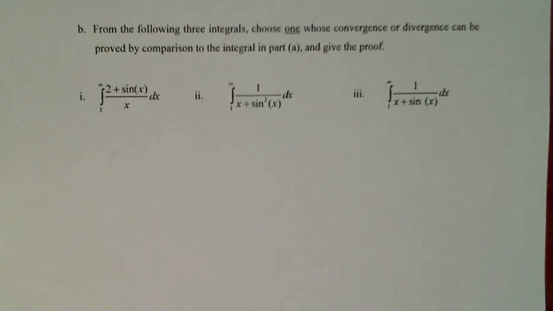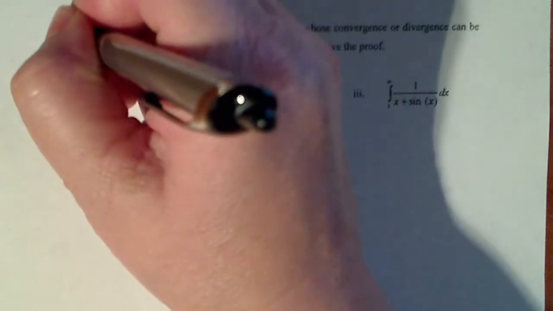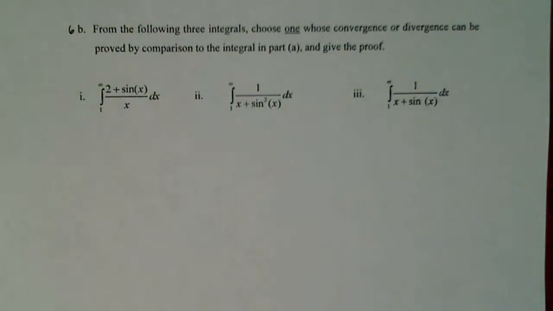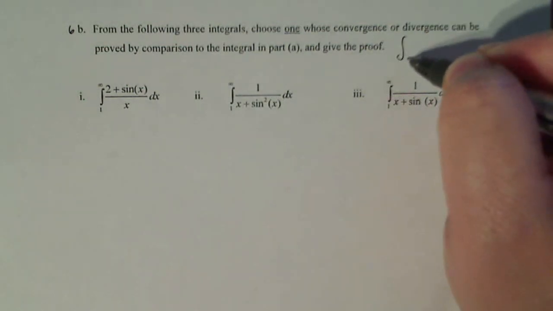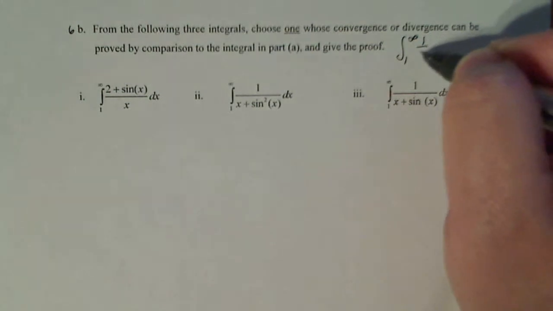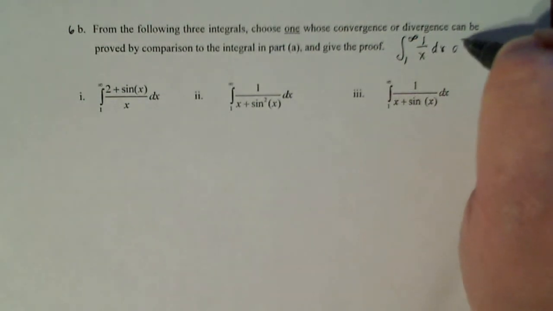This is the second part of a problem we did earlier. We did 6a, now we're doing 6b. It says, from the following three integrals, choose one whose convergence or divergence can be proved by comparison to the integral in part A and give proof. Well, part A, we proved that the integral from 1 to infinity of 1 over x dx diverges.